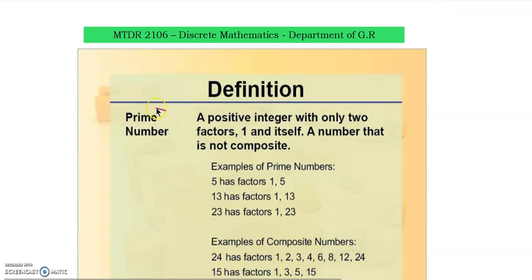Now, what is the definition of a prime number? A positive integer with only two factors, 1 and itself. A number that is not composite is called a prime number. Simply we can say that any number which is divisible only by that number and 1 is called a prime number, which means the factors of that number are 1 and that number itself.